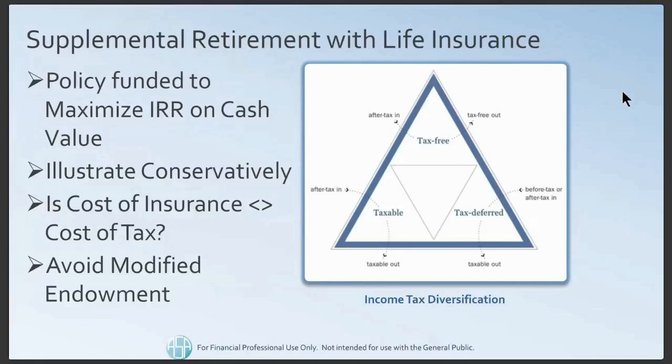So what do you do? Well, first of all, fund that policy to maximize the internal rate of return on the cash value. What that usually means is you'll go option B to A. So option B during the accumulation phase, switch to option A when you're going to start pulling out money in the policy.